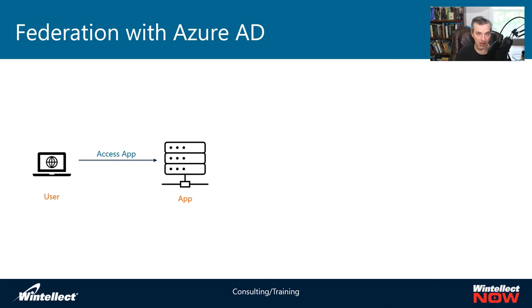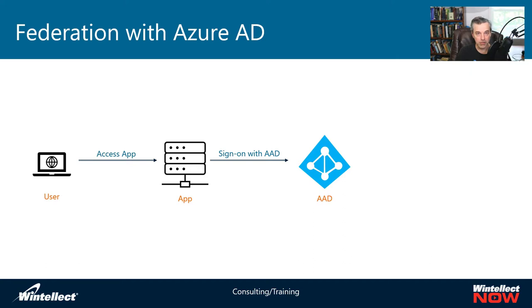So the application then is going to kick them over to Azure AD. Now, Azure AD has its own built-in authentication mechanisms. So if they were to supply a username that matched one of the default domains on Azure, the onmicrosoft.com domains typically, then it would simply log them in using that mechanism and then send them back to the application.